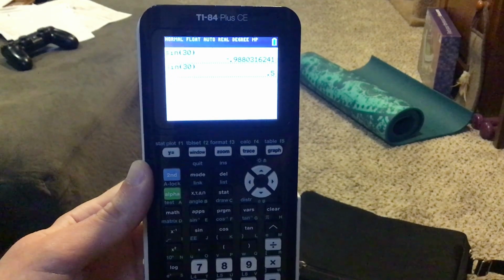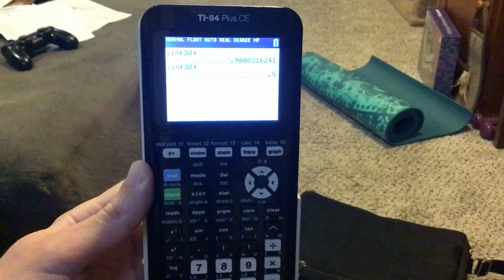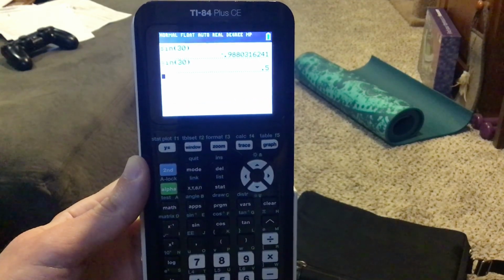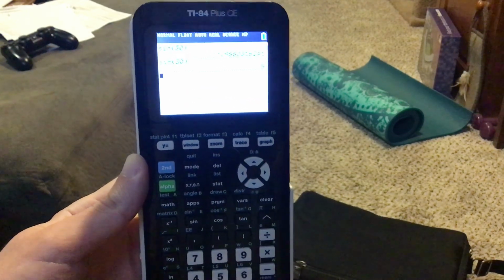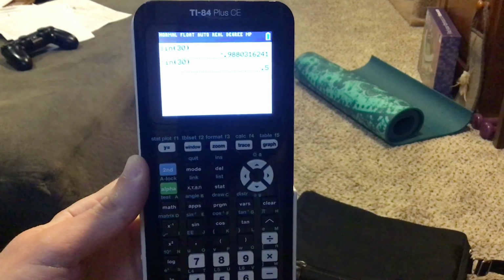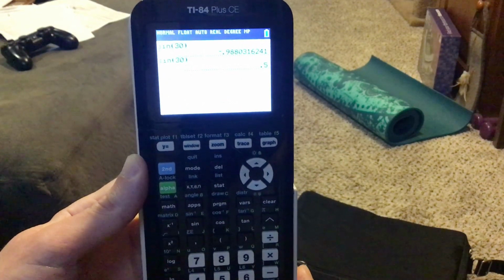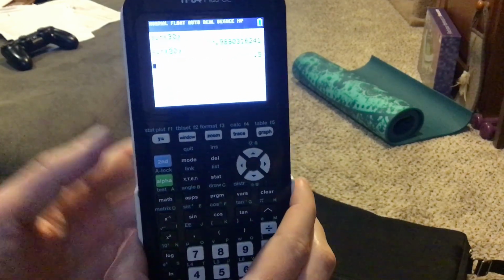For our class, we're going to spend a lot of the time using degrees. For IM3, you get to kind of a blend, half degrees, half radians. And then when you get to calculus, it's going to be almost entirely radians.